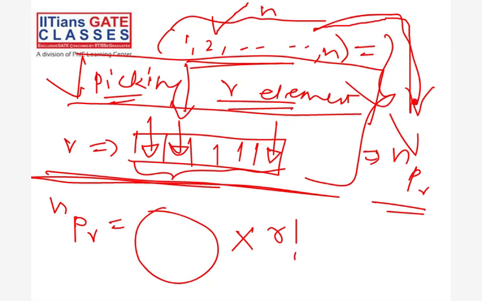This task, arranging r elements from n elements, can be divided into a sequence of two tasks. What is that sequence? First you pick r elements, then you arrange those r elements.